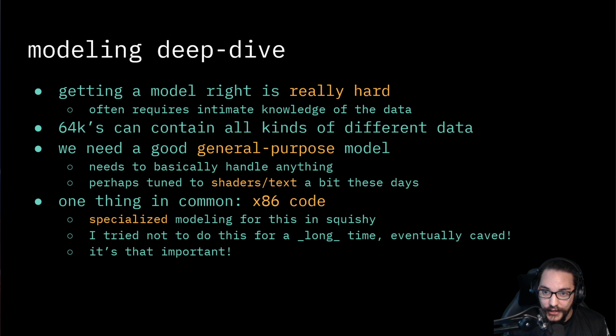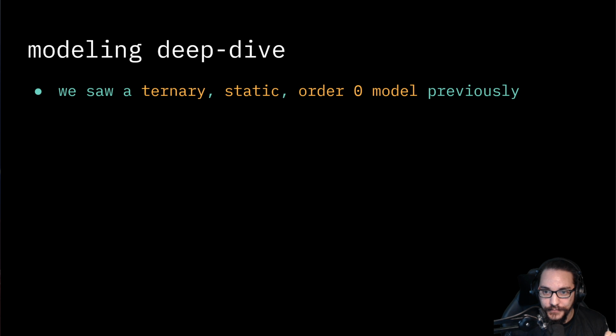Getting a model right is really hard. It requires a lot of knowledge of the data, and 64Ks in particular can contain a lot of different kinds of data. So we need a really good general purpose model that basically handles anything. Maybe it's a bit tuned to shaders and text, because that's what a lot of 64Ks contain nowadays, but it will also contain a lot of binary music data and stuff. So it needs to be general purpose. But one thing that they all have in common, at least right now, is x86 code. In the future, that might be x64, but right now it's x86. So we actually do have specialized modeling for this in Squishy, and I tried not to for a really long time, but it turns out it's totally worth doing this, and it's very important.